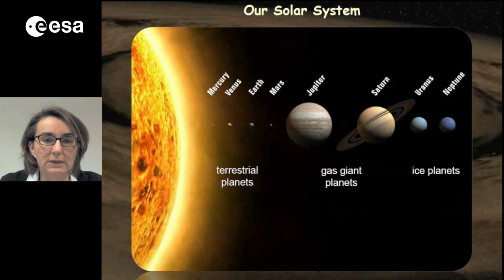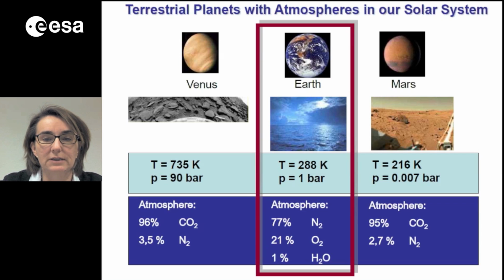The only planet with life in our solar system is Earth, and you can see it's a rocky planet, and therefore we expect life and habitability to develop on other rocky planets and not on gas giants. This slide gives you an overview about the atmospheres of the terrestrial planets in our solar system. So we have here Venus, Earth, and Mars. And the atmospheres of these planets are quite different.